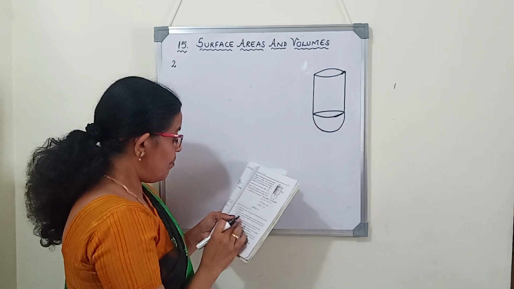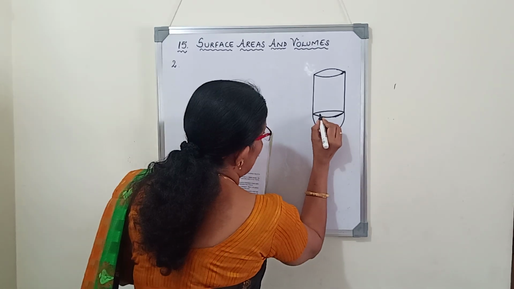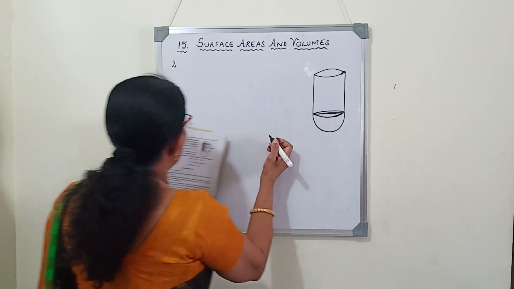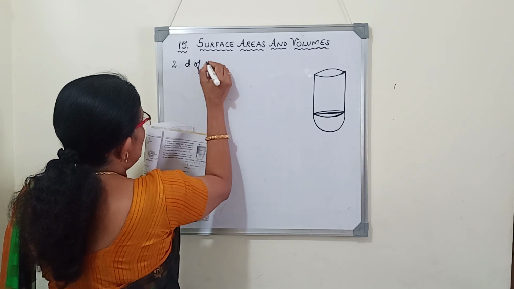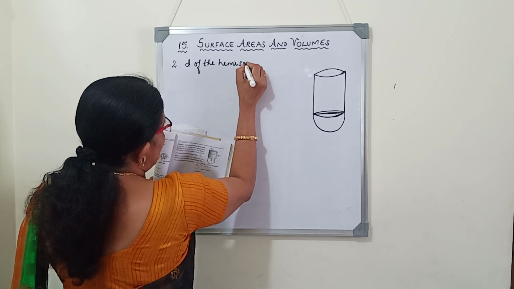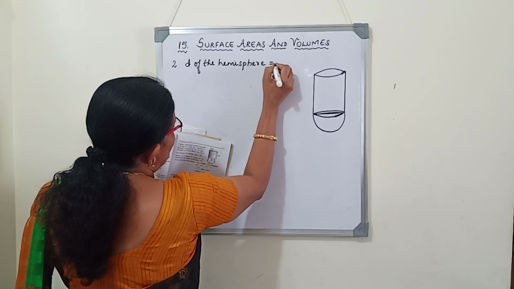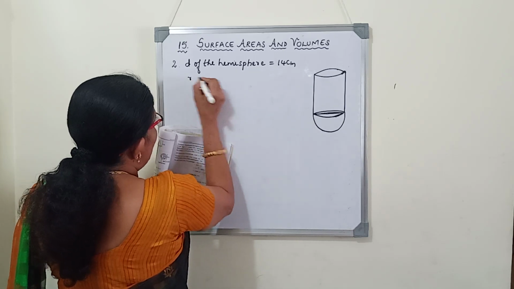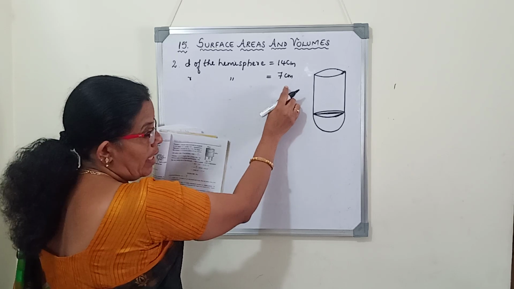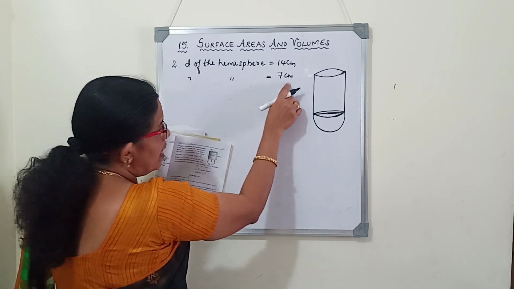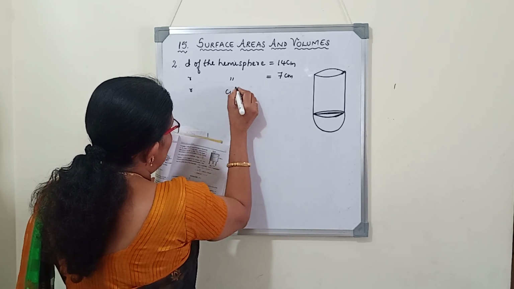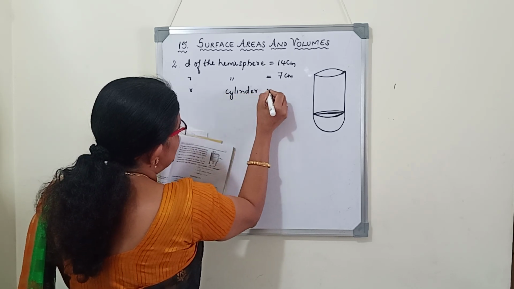So here they told that the diameter of the hemisphere is 14 cm. The diameter of the hemisphere and the diameter of the cylinder will be the same. So diameter of the hemisphere is equal to diameter of the cylinder, that is 14 cm. Therefore, radius of the hemisphere is 14 by 2, 7 cm. You know half of diameter is radius. Radius of the hemisphere is 7 cm. Same way, radius of the cylinder is also 7 cm.